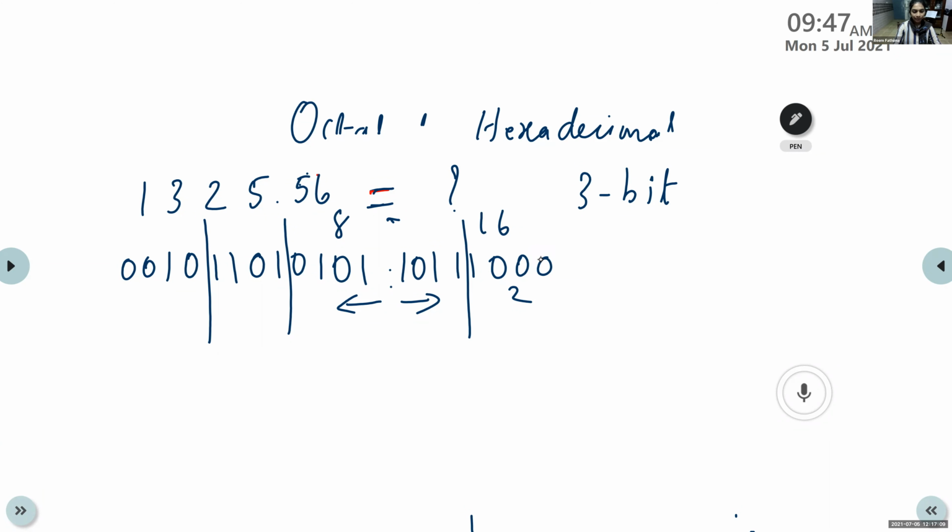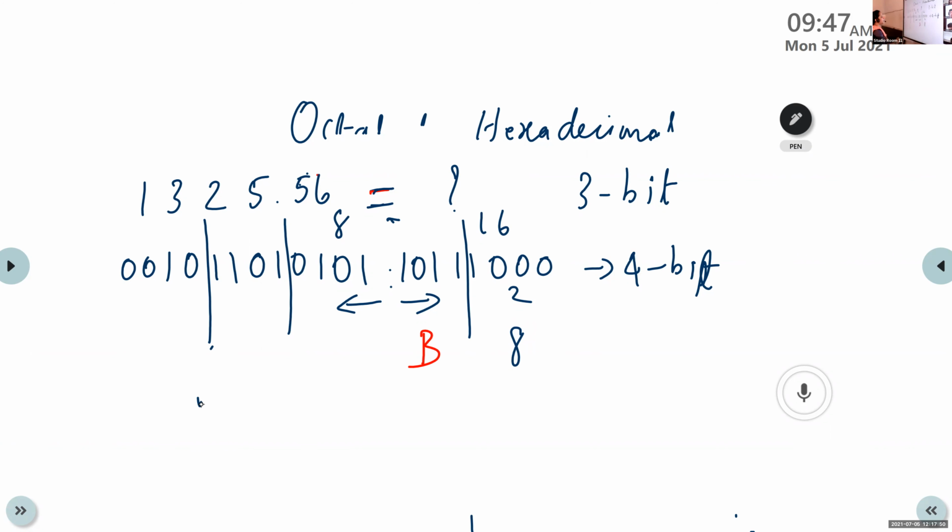Yes, ma'am. Okay. So 1, 0, 1, 1, 1, 0, 0. Then use 4-bit table. Here we have to use 4-bit table. So what is 1, 0, 0? What is 1, 0, 0? Anyone? 8. Okay. Tom, what about the next one? 1, 0, 1, 1? B. Okay.